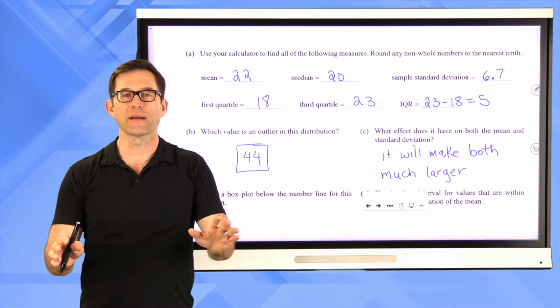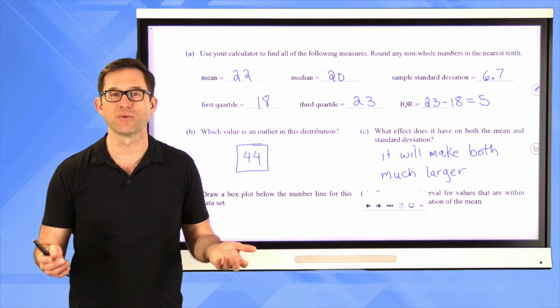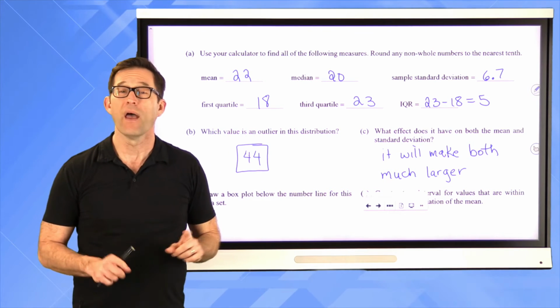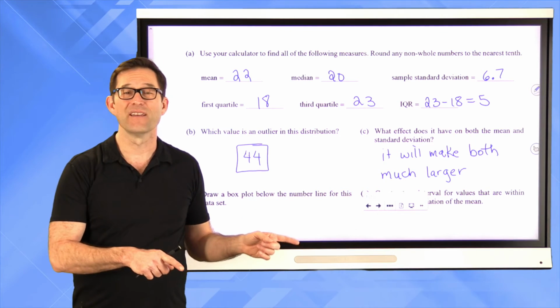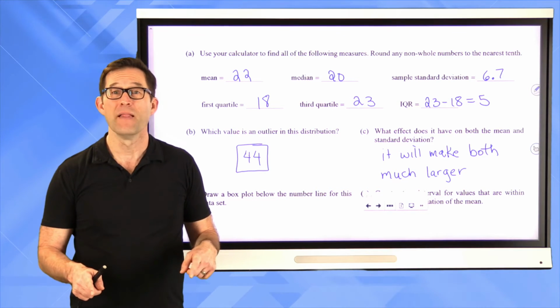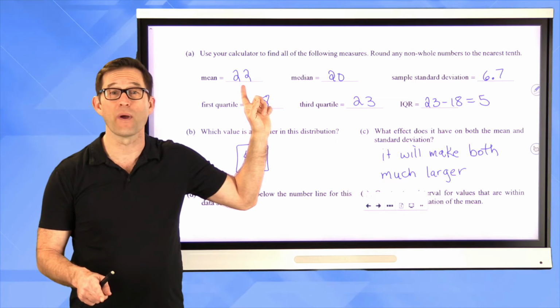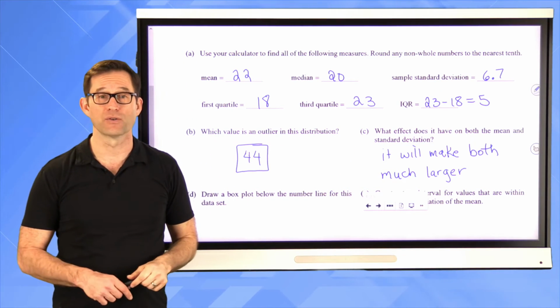Remember from our last exercise, if you've got a beautifully normal, well-behaved population or sample, the mean and the median will be roughly the same number. As well, the standard deviation is the average distance that a data point is away from the mean. And given that that 44 is 22 units away from this mean, it really makes that standard deviation much larger.